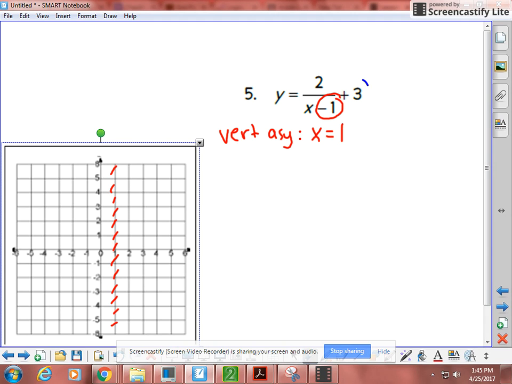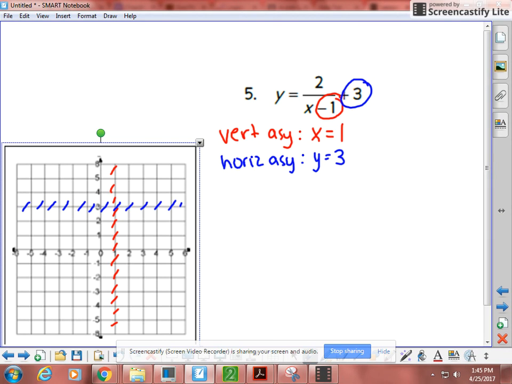Then this outside number is my horizontal. That is y equals 3. So at y equals 3, that goes across here. So again, kind of what we did was we dragged our origin, we took it and clicked on 0, 0, and we dragged it up to there, because that's what it was telling us to do. All right, so now we're going to go ahead and find our x-intercepts and our y-intercepts.